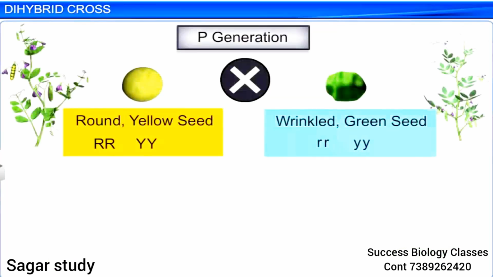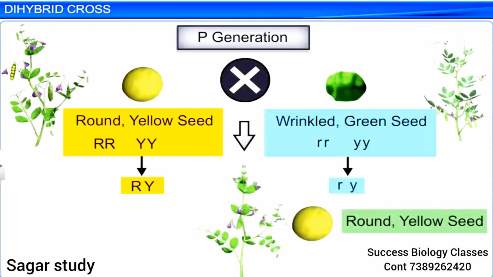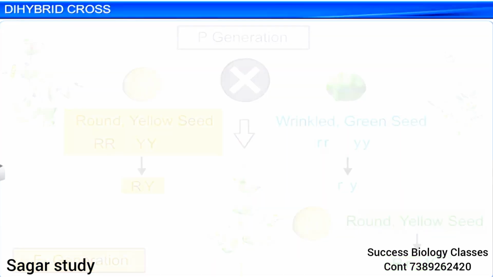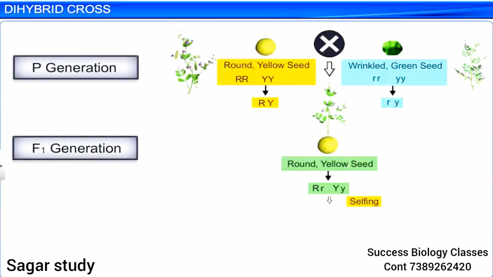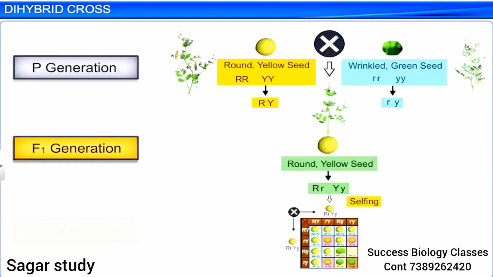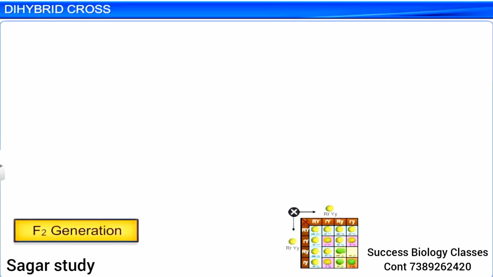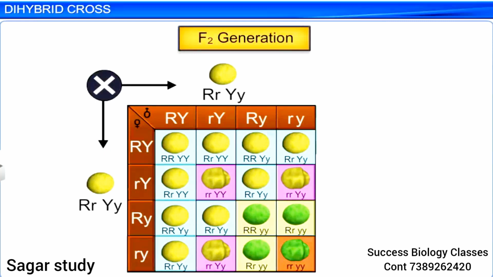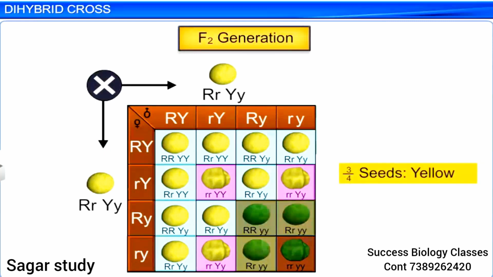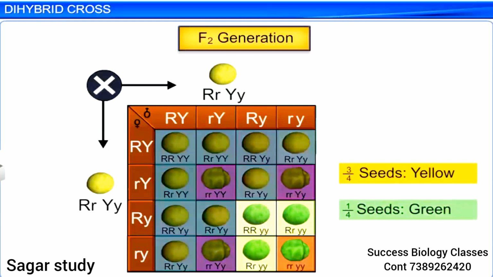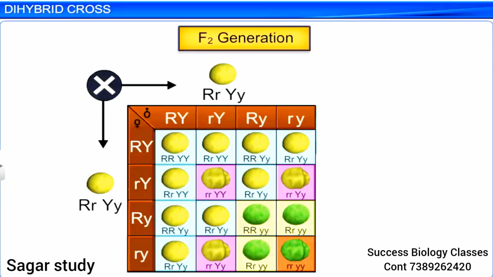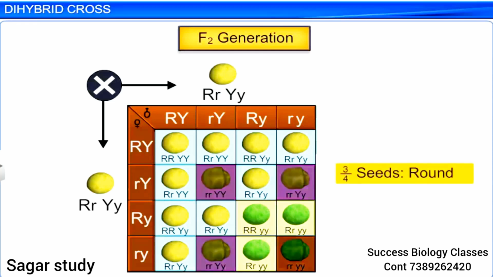On crossing the plants, the gametes capital R, capital Y and small r, small y unite to produce yellow and round seeds with the genotype capital R, small r, capital Y, small y in the F1 generation. Mendel further self-pollinated the plants obtained in the F1 generation to produce F2 generation plants. This time, he found that 3/4 of the seeds were yellow, while 1/4 was green. Similarly, he noticed that 3/4 of the seeds were round, while 1/4 was wrinkled.